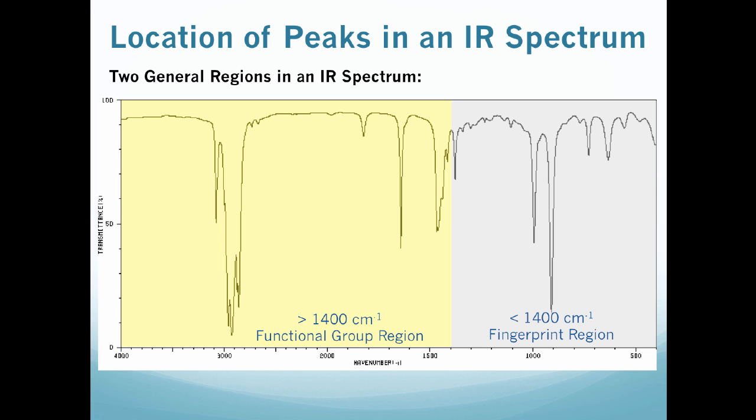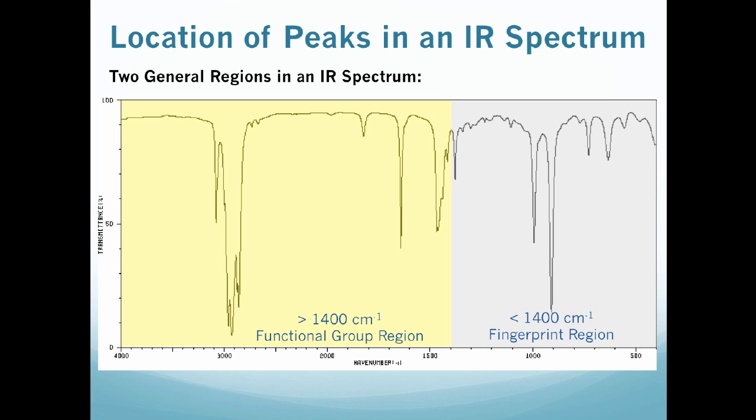This next section really gets us into the heart of IR spectroscopy, and we're going to be looking at different spectra and comparing them with molecules, and we're going to see what these peaks mean and how they can help us determine things about molecular structure. So an IR spectrum can be divided really into two regions, and the region that separates the two is right around 1400 wave numbers.